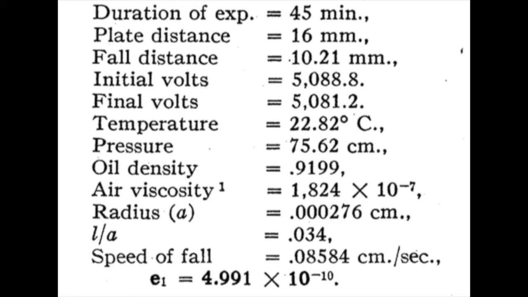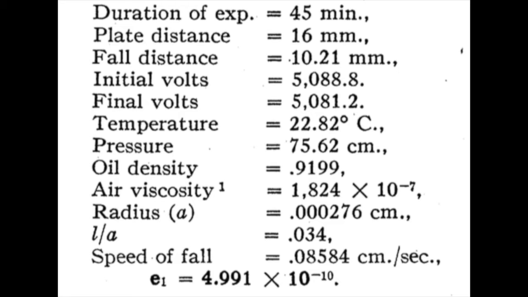Next is L over A, which is the ratio of the mean free path of air molecules, which is the L, to the radius A, which is listed above. Now the mean free path, this is the average distance an air molecule will travel between collisions. So here, if you do the calculations, that works out to about 94 nanometers. And the reason that this is important is that if the drop gets too small, then there would be additional effects that you would have to consider. But the drop is big enough relative to the mean free path of the air molecules, so we're fine there.